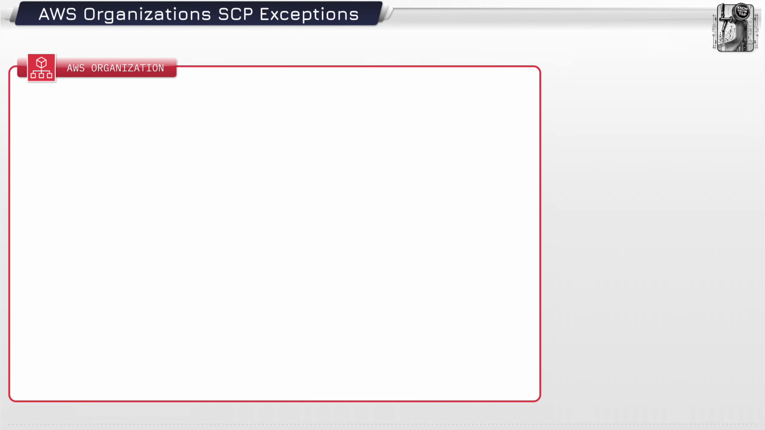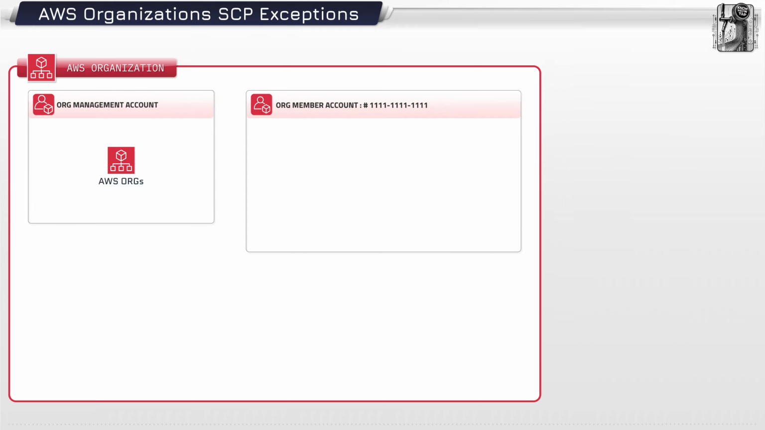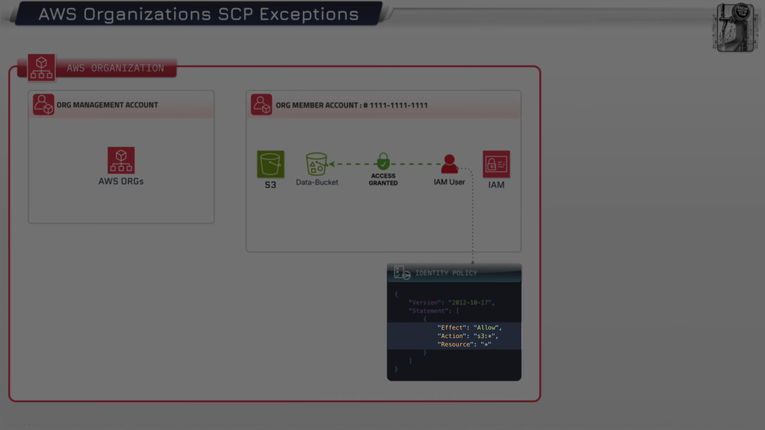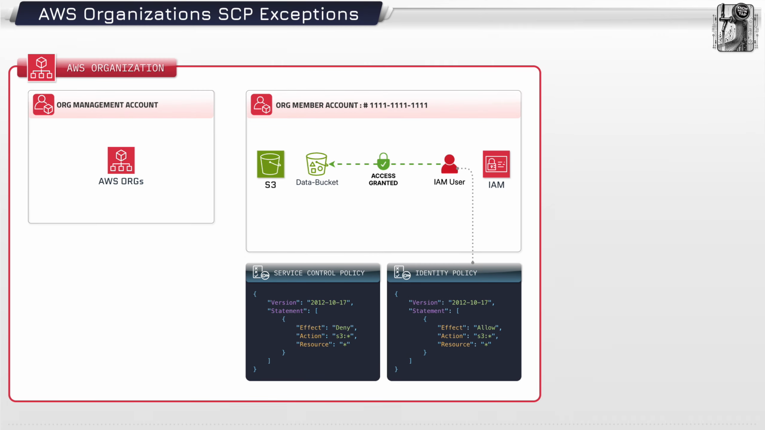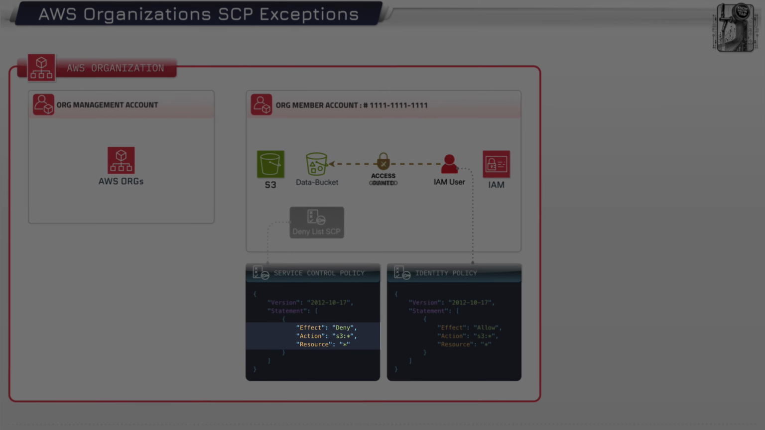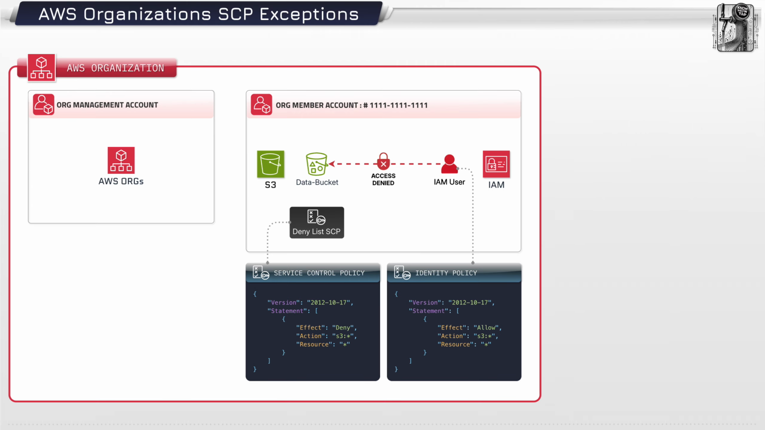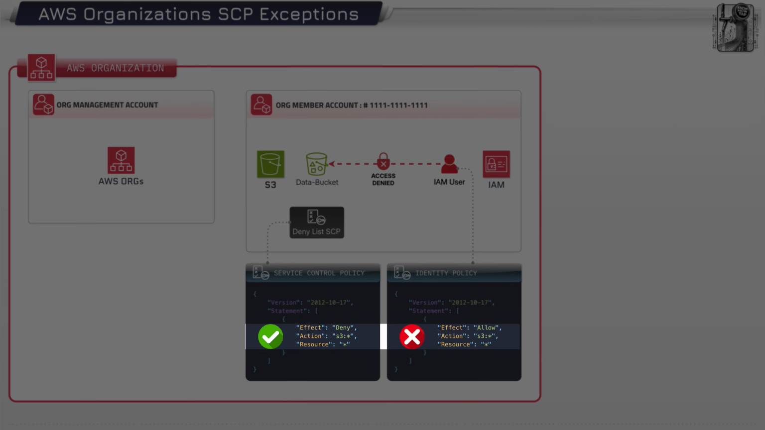So here we have a sample AWS organization. We've got the management account where the organization was created, and an organization member account that's hosting an S3 bucket. Inside that member account, we also have an IAM user with an identity policy that allows access to that S3 bucket, just like you see on the screen. Next, we attach a service control policy directly to that member account, and as you can see, the user's access is immediately denied as a result. That's because an SCP with an explicit deny overrides any allows granted by the identity policy.